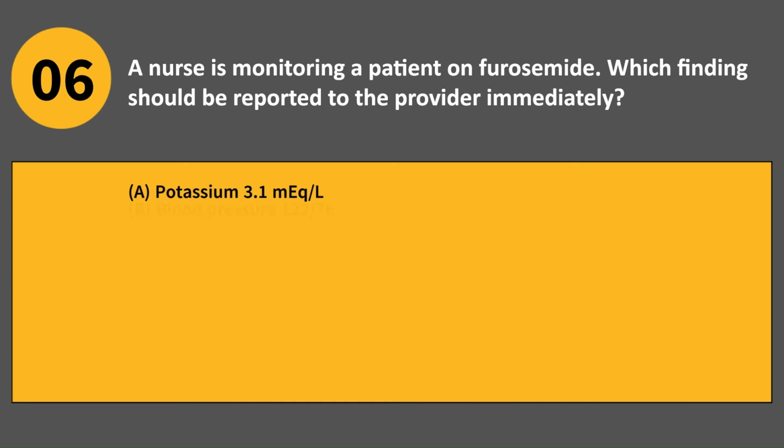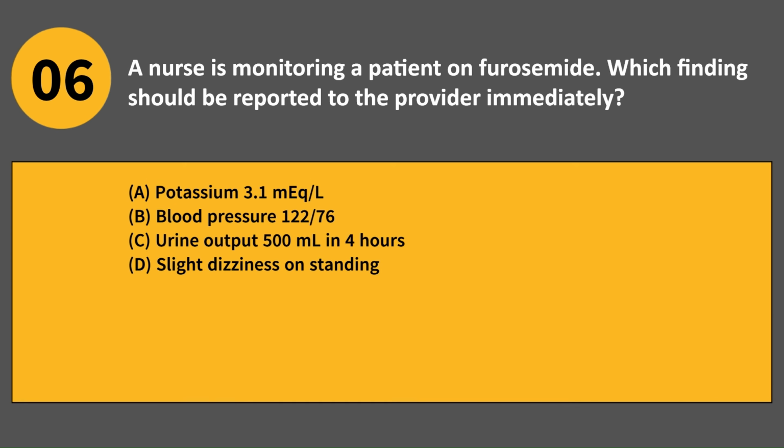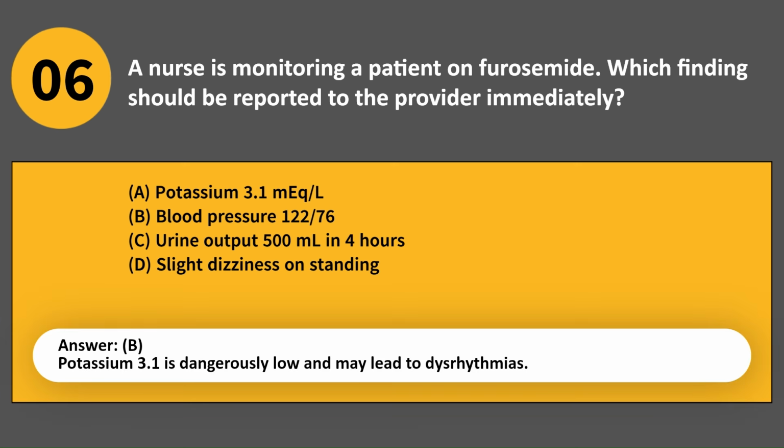A nurse is monitoring a patient on furosemide. Which finding should be reported to the provider immediately? A. Potassium 3.1 milliequivalent/L. B. Blood pressure 122/76. C. Urine output 500 milliliters in 4 hours. D. Slight dizziness on standing. Answer B. Potassium 3.1 is dangerously low and may lead to dysrhythmias.